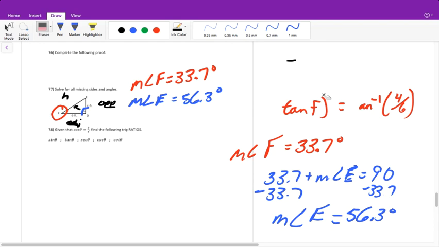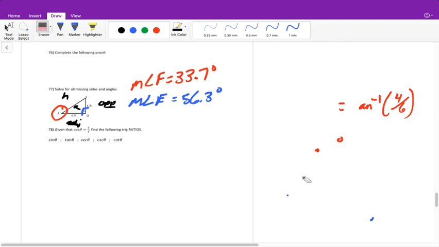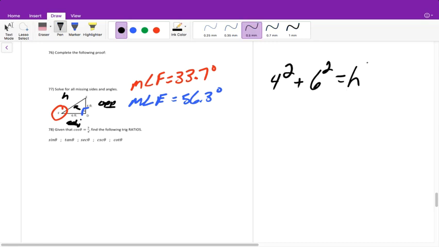Right now, to solve for our missing side, I don't care how you do it. You can use trig, or when you have a right triangle and you have 2 of the 3 sides, you can also use Pythagorean Theorem, whichever one you find is easiest. So I know that 4 squared plus 6 squared has to be equal to my hypotenuse squared. 16 plus 36 is equal to my hypotenuse squared, so my hypotenuse squared is equal to 52.